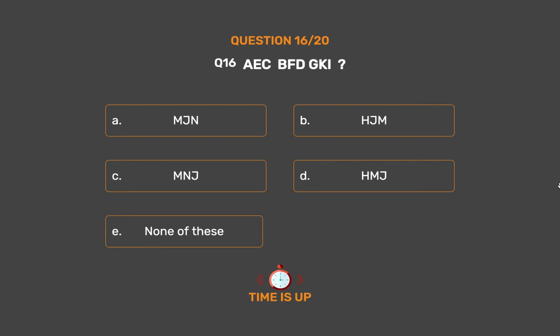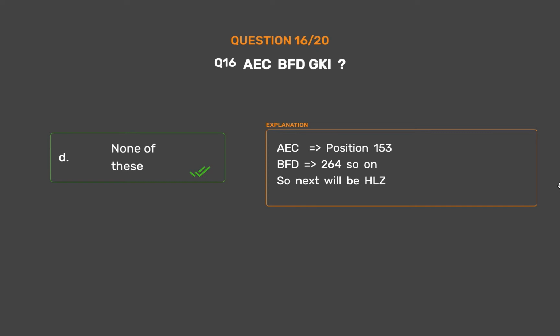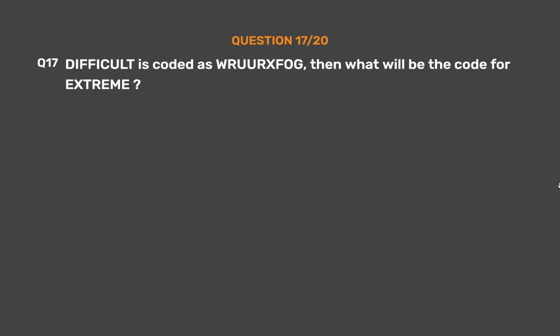The correct answer is option E, none of these. AEC equals positions 153, BFD equals 264, and so on. So next will be HLZ. Question number 17. Difficult is coded as RRX fog.